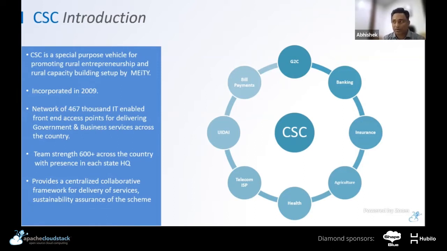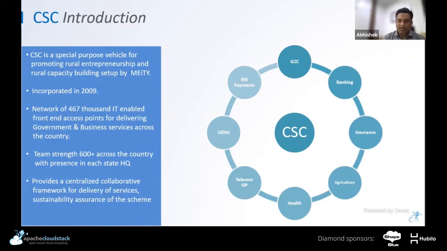I think this is one of the largest networks of its format to bring in front-end service delivery. We are a team of approximately 600 people across the country, out of which we have a dedicated team of 100 plus IT professionals who work with me directly, building the various applications and services that we run as a product and a service, as well as the infrastructure which we run and which is actually built on CloudStack for offering services to the users.